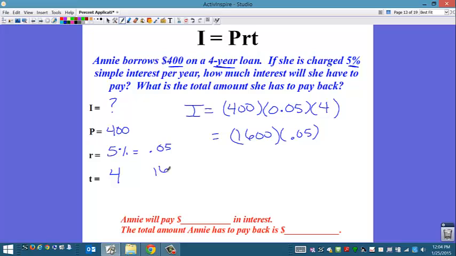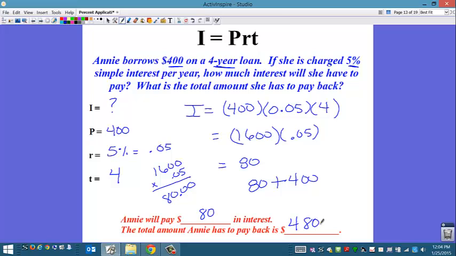So you can do it off the side of your paper, or you can do it in your head. I'll go ahead and multiply it out this time. I need 2 decimal places. So my interest is $80. So Annie will pay $80 in interest, and the total amount that she has to pay back is the $80 in interest plus what she borrowed, which is the $400. So she has to pay back a total of $480.